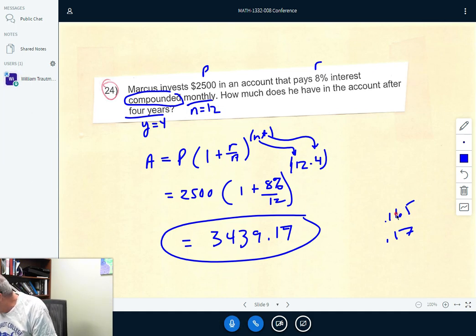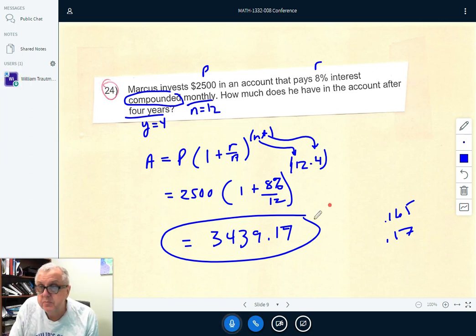That's number 24. I'm just going to check my answers. However, the problem says, even though it doesn't say it here, if you round it, no, that's it. That's the answer that they give us. You're always rounding to the cents unless they say something different. Alrighty.